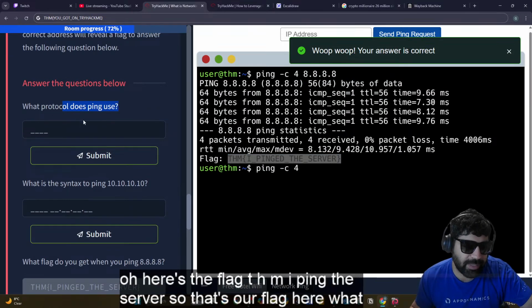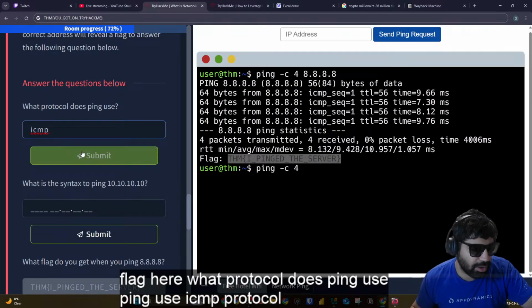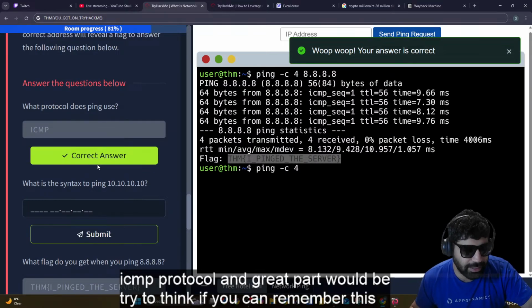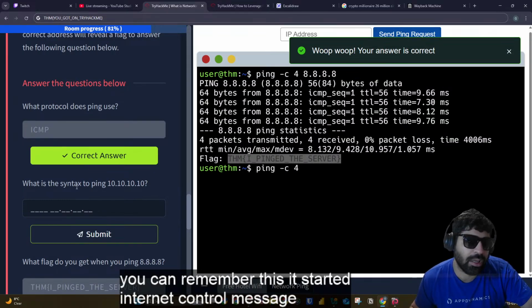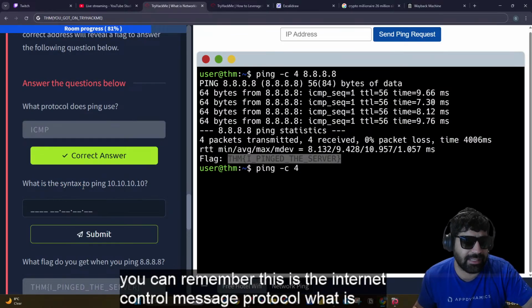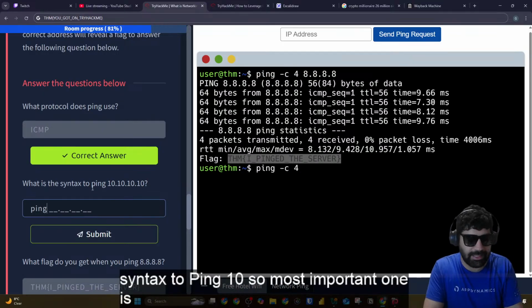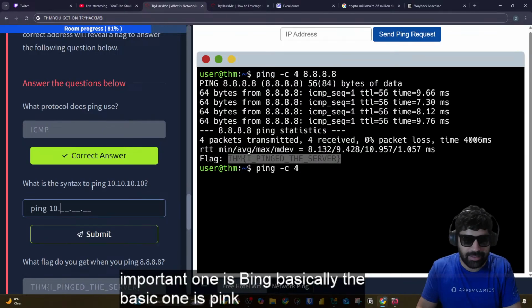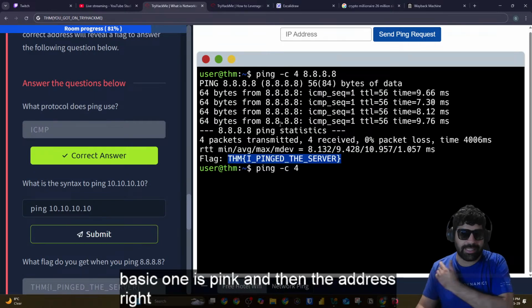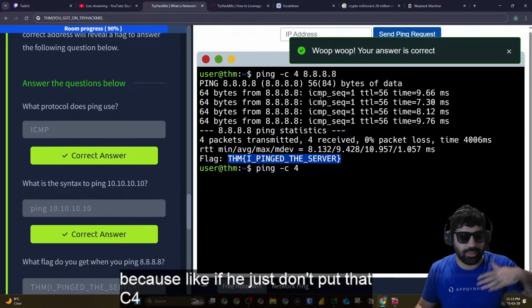What protocol does ping use? Ping uses the ICMP protocol. Try to remember this: it's called Internet Control Message Protocol. What is the syntax to ping 10? The basic one is ping and then the address. But here -c 4 is because if we don't put -c 4, it will keep on going forever.